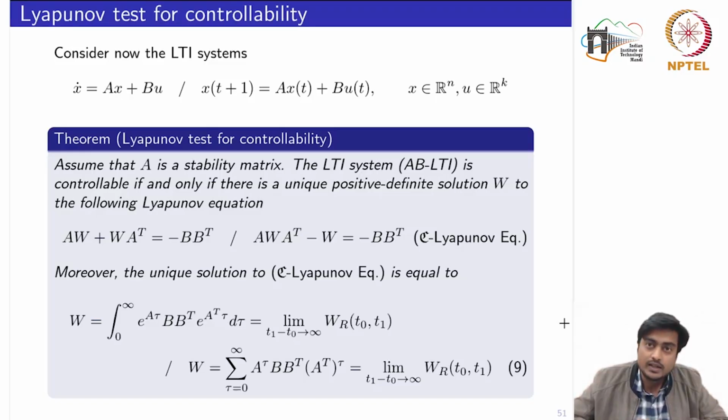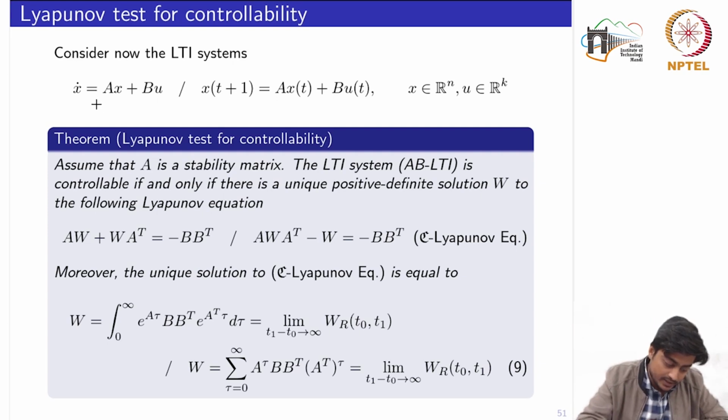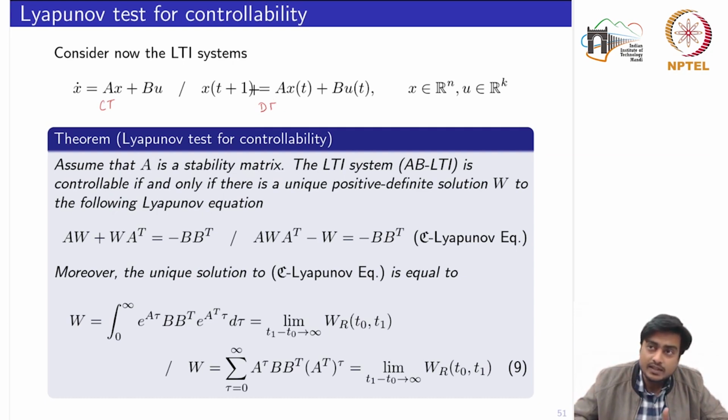So now we'll start with another test of the controllability, what we call the Lyapunov test. Consider now the LTI systems. Here on the left hand side it is the continuous time, and here it's the discrete time, where we are using the same variable t whenever it is implicitly clear in which domain we are talking about the test.